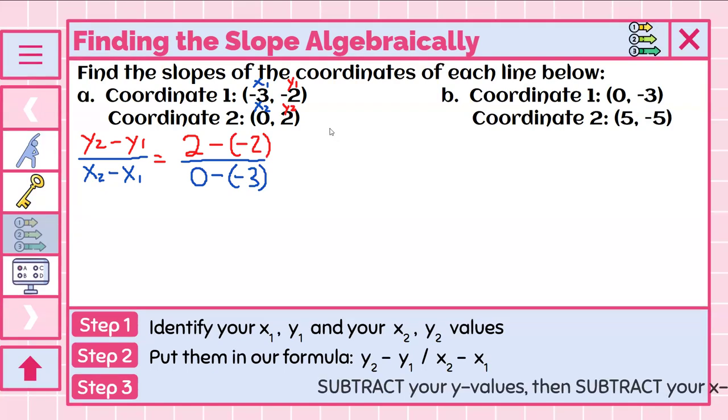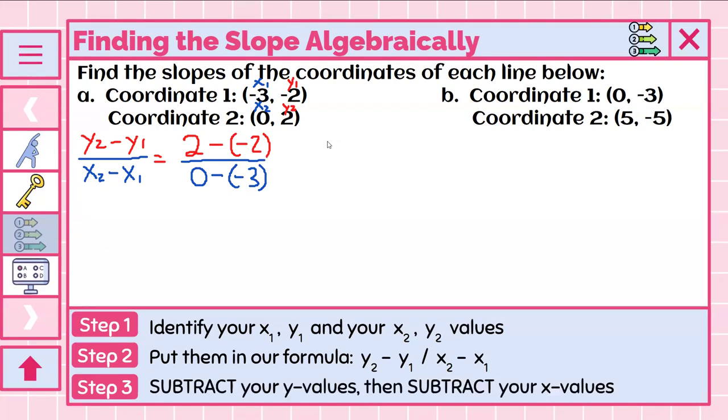The next step is to actually do our subtraction. Actually, that's the last step. So if I'm doing my subtraction here, first of all, remember, if we have minus and negative, it simply becomes plus. So 2 plus 2, or 2 minus negative 2, is equal to 4. Over, same thing here. We have minus a negative. That really becomes a plus. So it's really 0 plus 3.